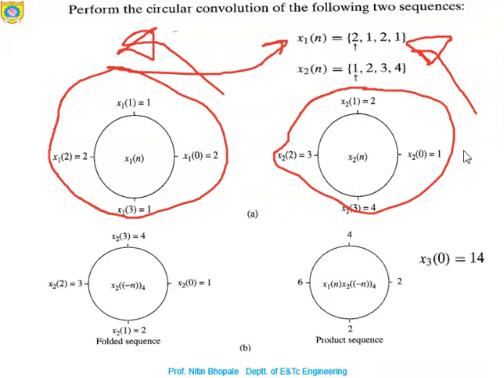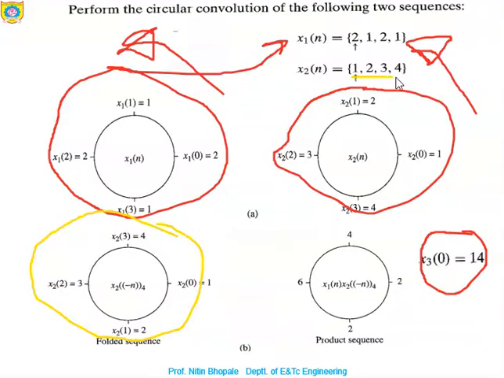But if you concentrate on the expression, in calculation of x3 of 0, we require the value of m equal to 0. It means x2 is to be folded. If I fold this x2, it will be of this nature, the folded sequence, which is x2 of 0, x2 of 1, x2 of 2 and x2 of 3, means 1 2 3 4. These sample values are to be written in a clockwise manner, starting from this particular point.